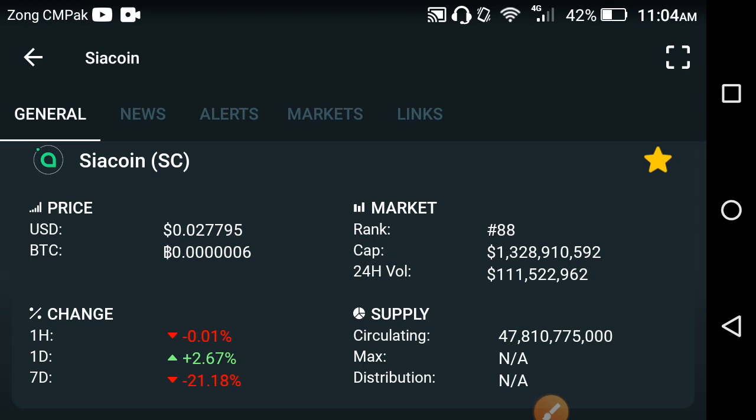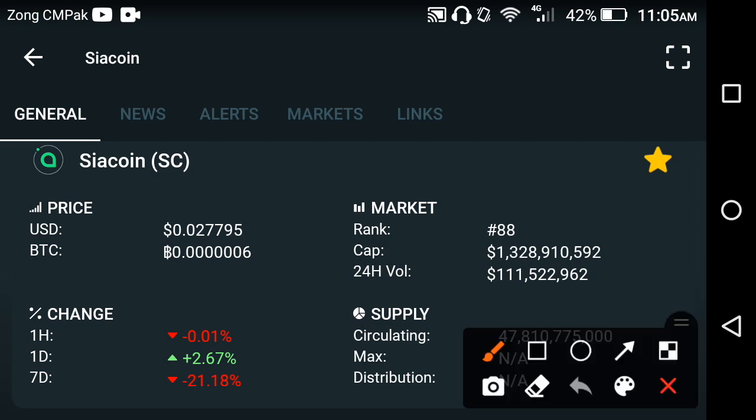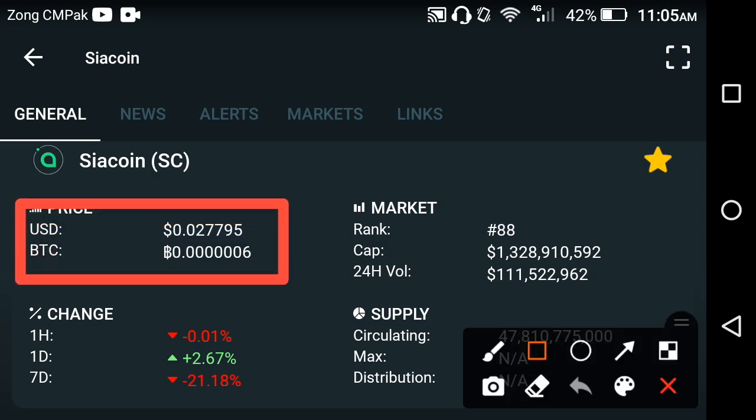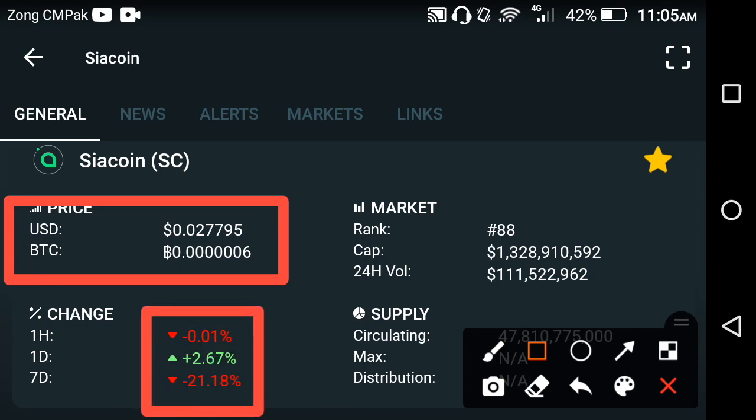The current price of the Siacoin in the market, the latest price update, is 0.027795 USD. On the other side, if you look at the price changes in the Siacoin, in the last 1 hour the price change is negative, but I hope with the passage of time the price changes in the Siacoin start again positive, friends. Only the last one day price change is positive; except for the last 1 day, the last 1 hour and the last 1 week price change is negative, friends.